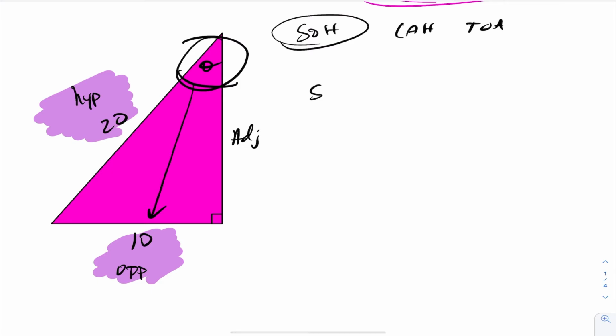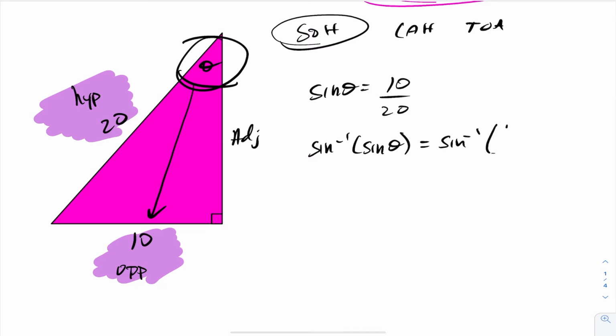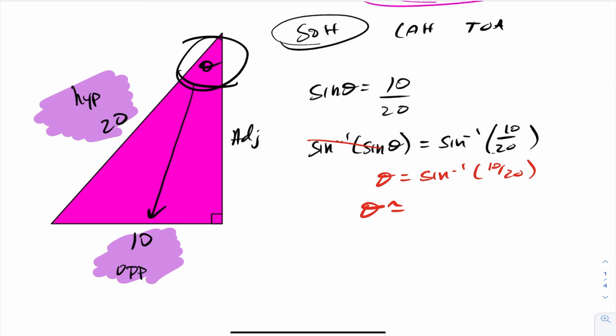So we'll have the sine of theta equals my opposite, which is 10, over my hypotenuse, which is 20. Once again, apply the sine inverse on both sides of the equation. Your sine relation is invertible, and because it's an invertible function, these will cancel. This becomes theta equals the sine inverse of 10 over 20. And again, on your calculator, if you punch that in, you will get 30 degrees.